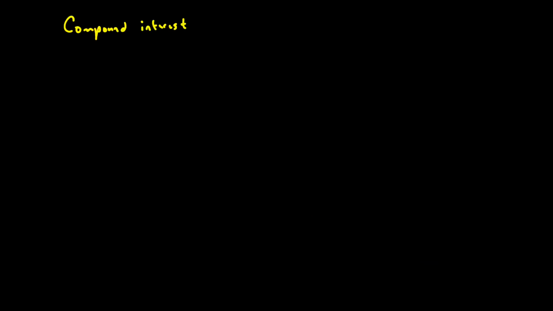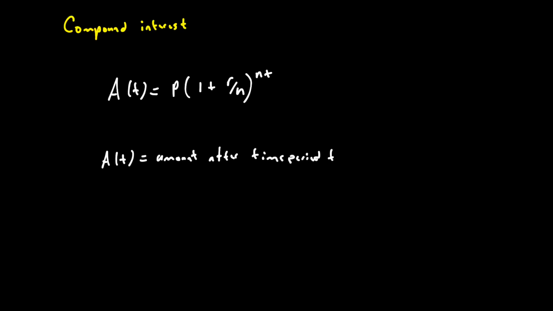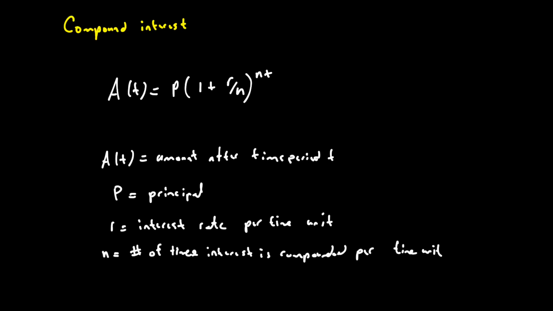Compound interest is calculated as follows. Again, we'll have A of t is equal to the following, where A of t is going to be the amount after t years, P is the principal, R is the interest rate per time unit, N is the number of times interest is compounded per year, and T is the number of time units.